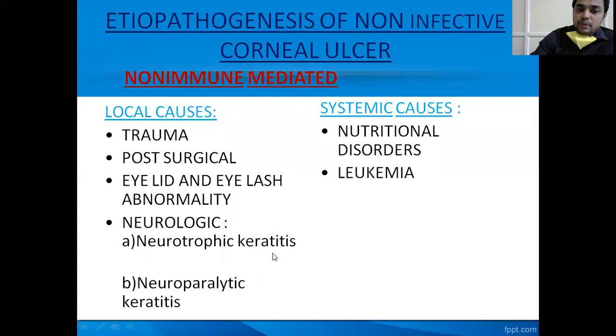As I said, in the neurotropic there is damage to the trigeminal nerve. This leads to loss of sensation of the cornea. And in case of neuroparalytic keratitis, there is damage to the facial nerve that leads to paralysis of the orbicularis muscle and incomplete closure of the eyelids. So as there is continuous exposure to the outside environment, the cornea becomes dry, and that eventually leads to ulceration. And systemic causes are nutritional disorders and leukemia cancers.